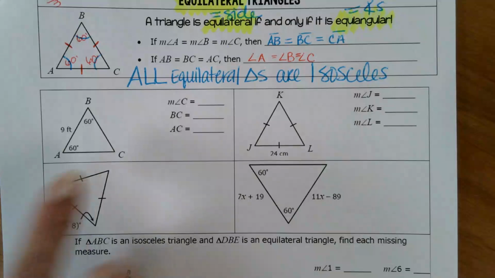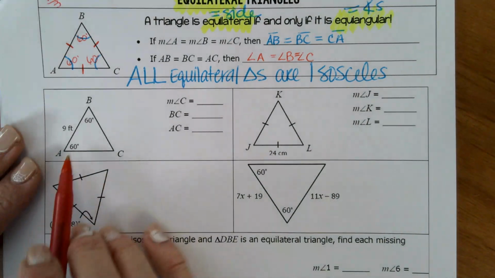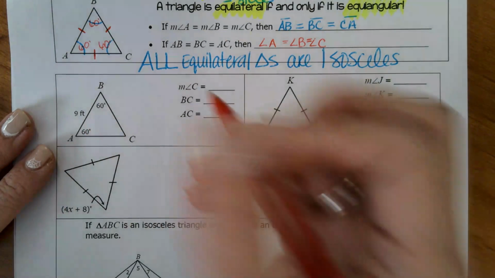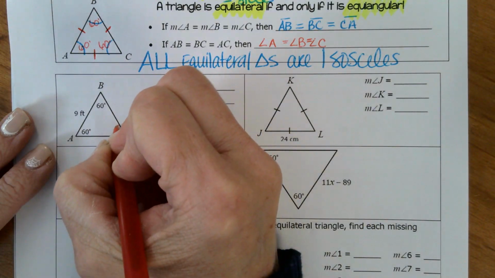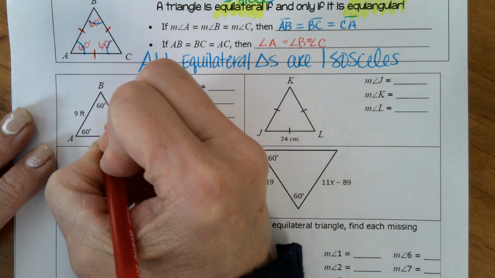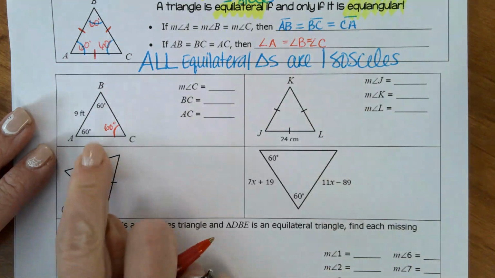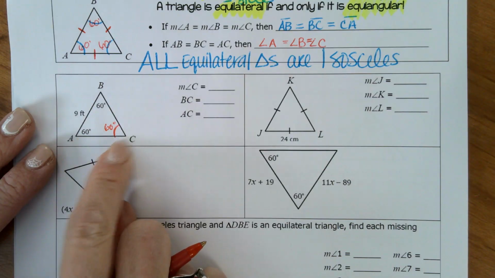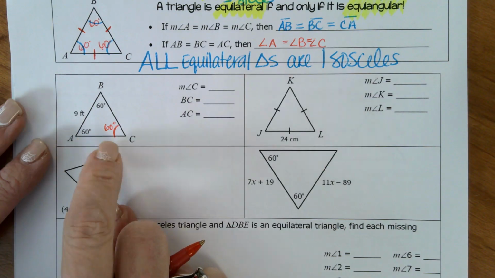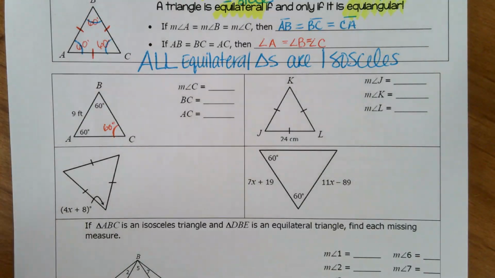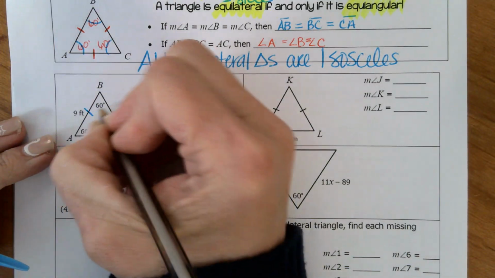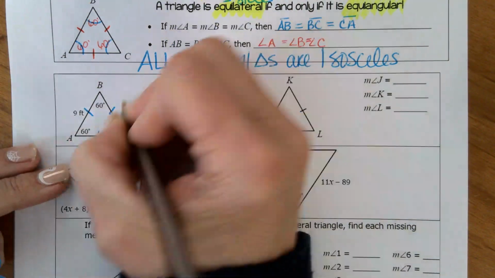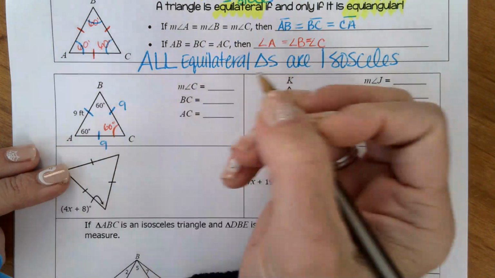Okay, so let's do this again. We're going to label. Here's A, here's B. What do you know about C? It's the same. It's automatically 60 because 180 minus the 120 from the angles gives me 60. And then if that's 60, what else do I know? All the sides are 9. All the sides are the same, which means that would be 9 and that would be 9.